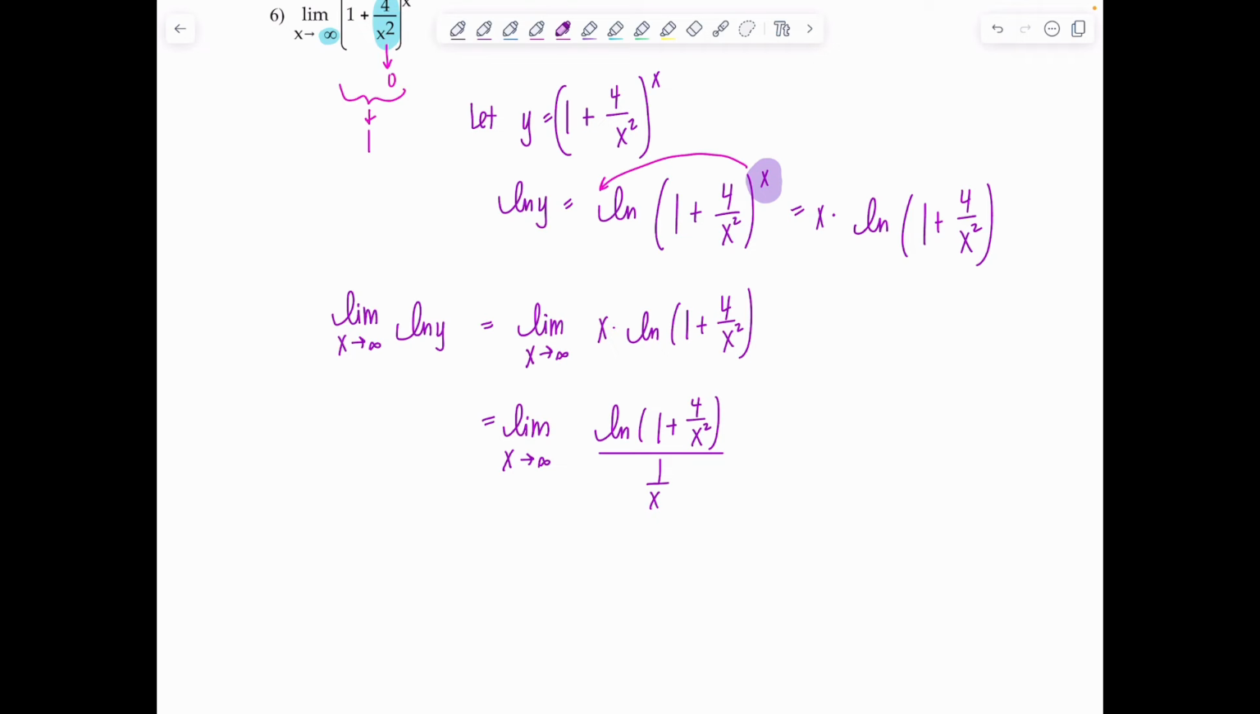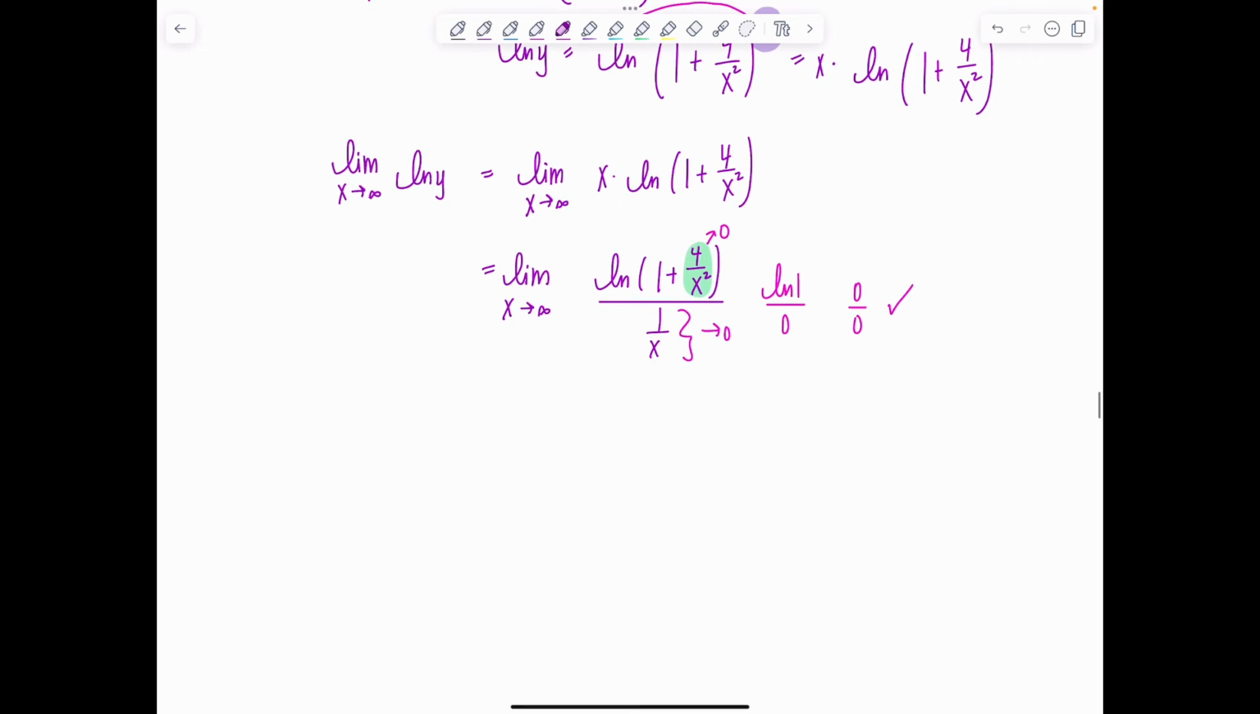So let's see, did that do it? Can we use L'Hopital's rule now? So x is going to infinity. That means 4 over x squared is going to 0. The numerator is approaching ln of 1. And then x is going to infinity, so the denominator is approaching 0. ln of 1 over 0, yeah, that's 0 over 0. Woohoo! We can use L'Hopital's rule. Hop to it then. Tell the people that's what's happening.